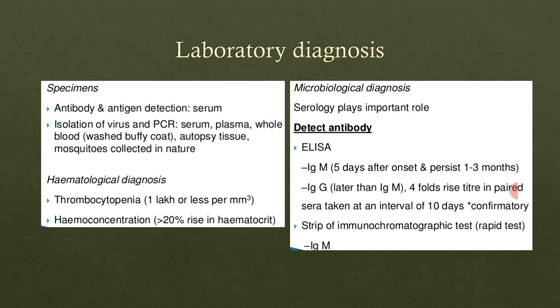And the sample that we collect is serum, plasma, or whole blood. Okay, in whole blood we also have to remove the buffy coat. Okay, that we do with the help of centrifugation. Okay, then we can take autopsy tissues and mosquitoes collected in nature. Okay, so from there we can isolate this virus.